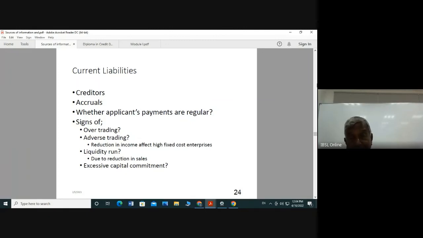So with a liquidity crisis, in the short term the business may crash unless it is corrected. So overtrading leads to liquidity crisis. And then we will be discussing adverse trading and liquidity run. Those also lead to liquidity crisis. So these three things, overtrading, adverse trading and liquidity run, all lead to liquidity crisis. In the next session we will see what we mean by adverse trading and liquidity run, in my next lecture.